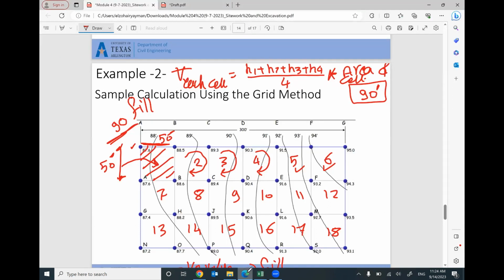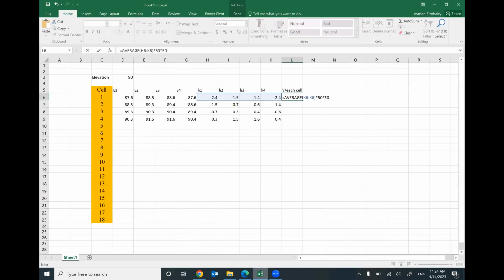The final answer, if you get the average times the area of the cell, will be in cubic feet. If you would like to convert it to cubic yards, I need to divide by 27. So in one calculation, only one, I need to divide here by 27. Enter. That means in the first cell, I need to do fill or cut.